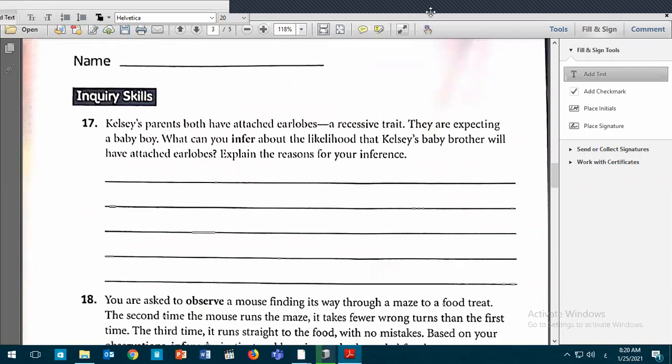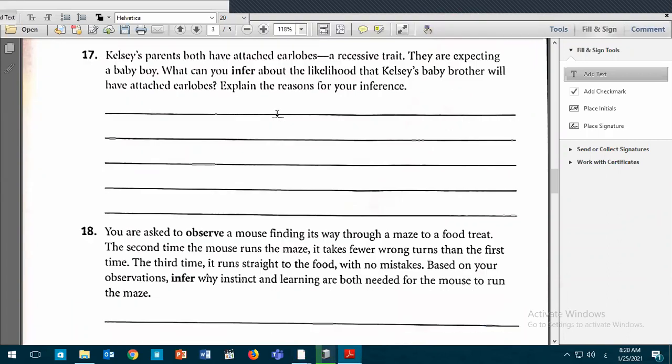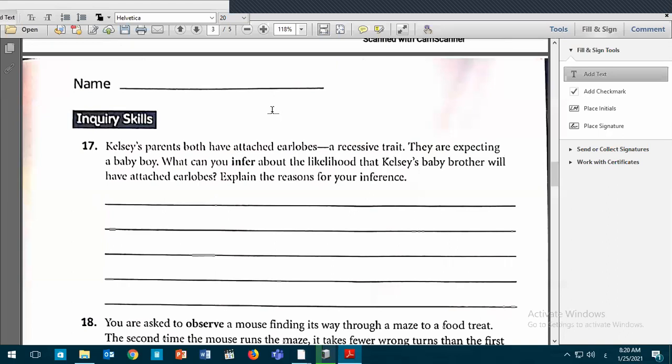Okay, now we have Sabine. Sabine, would you like to answer number 17 now? Okay. Number 17 says Kelsey's parents both have attached ear loops. Do you know what an ear loop is? No. Okay, let me get it for you.